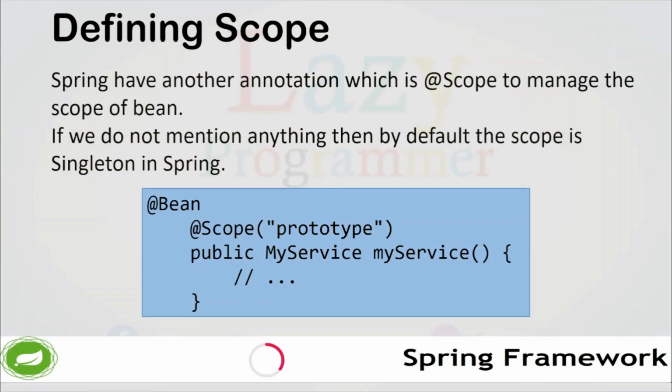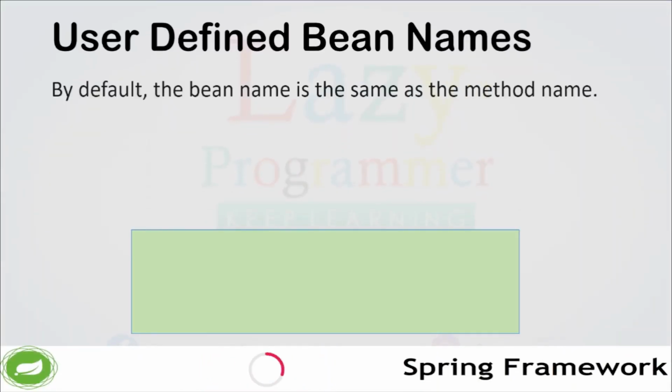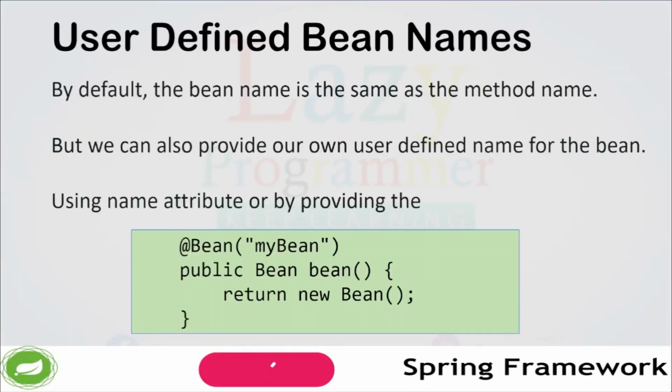Now let's see how we can provide the user defined name for your beans. By default, the bean name is same as the method name, but we can also provide our own user defined name for the bean. We can either use name attribute and its value as a bean name, or we can directly provide the bean name value in @bean annotation as given in this example. So here the name of the bean returned by this method is myBean, and in case that value is not configured, then by default it will take the name of the method, which is bean.